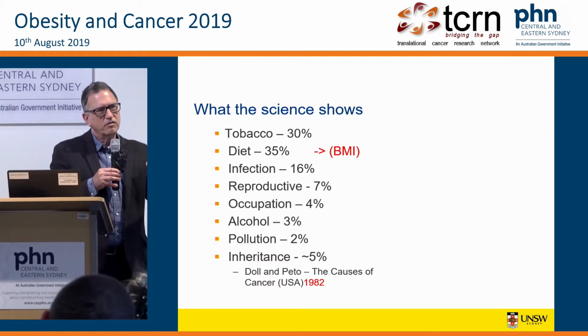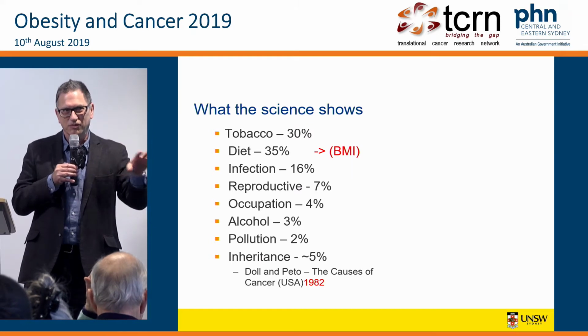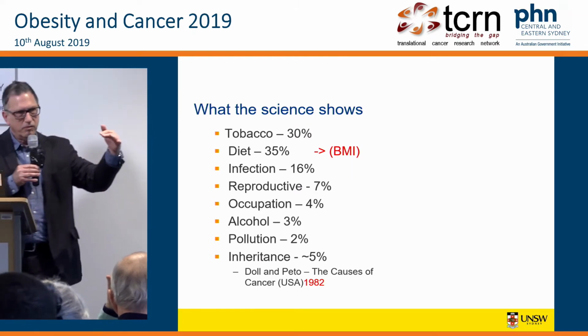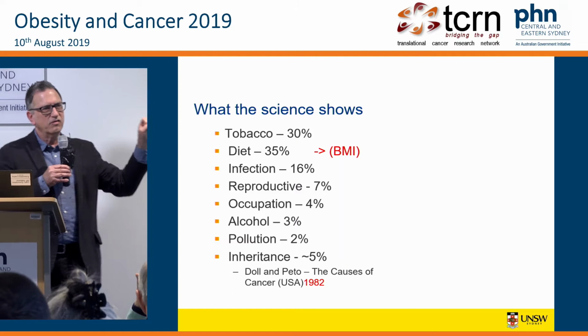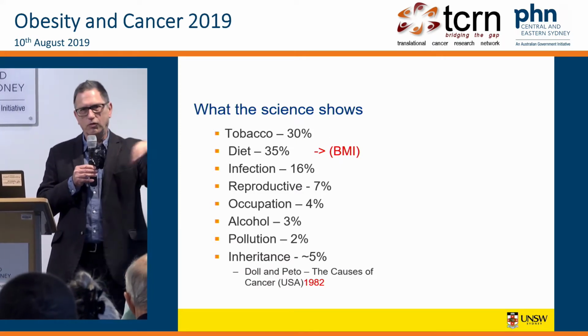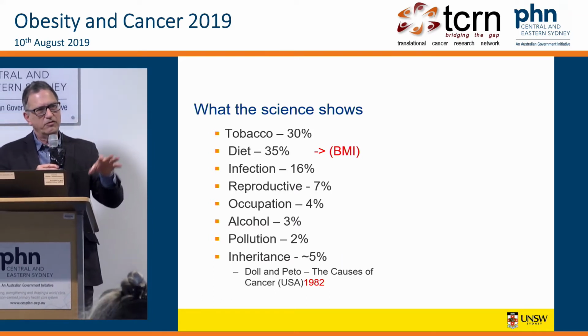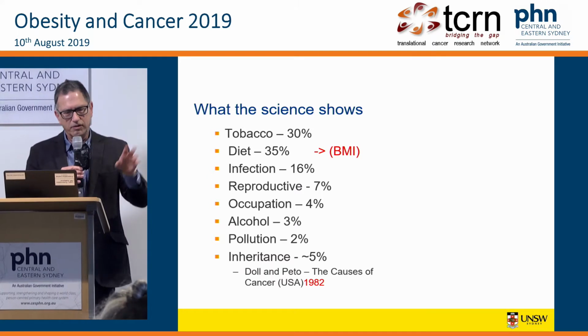And this is work from the 1980s, what Richard Peto and Richard Doll thought caused cancer. Tobacco is the main one. The second one was diet, and that's been disaggregated since the 80s into exercise and BMI and that sort of golden triangle. But diet and BMI, the sort of anthropometric or metabolic factors, are very common.